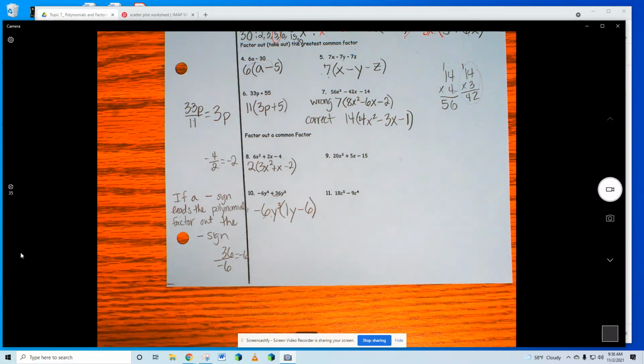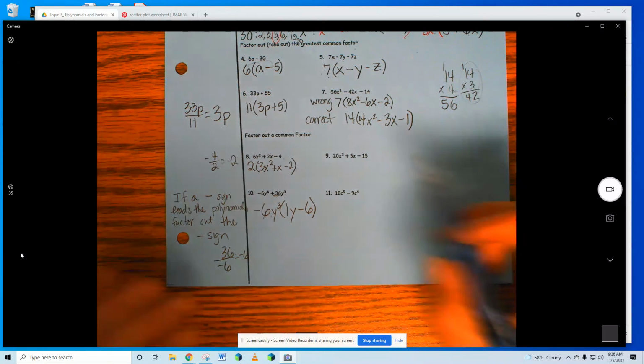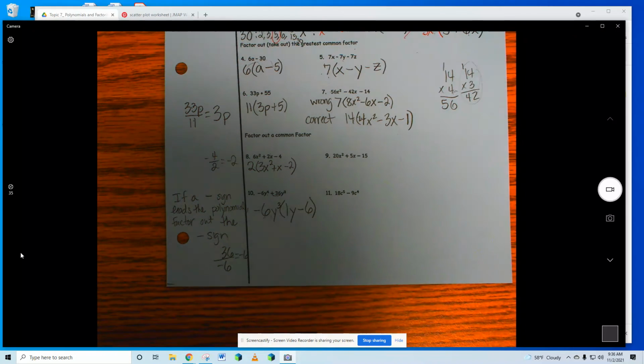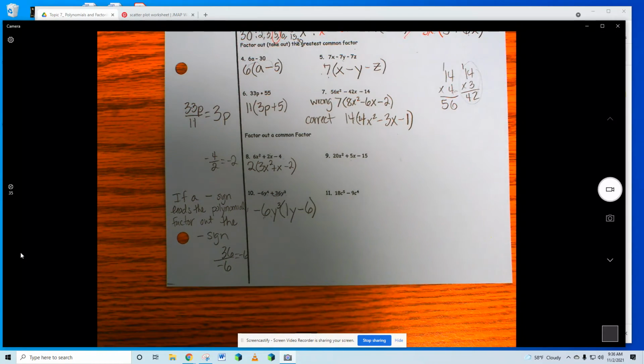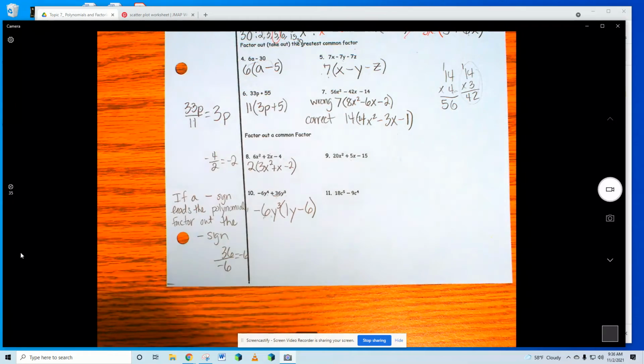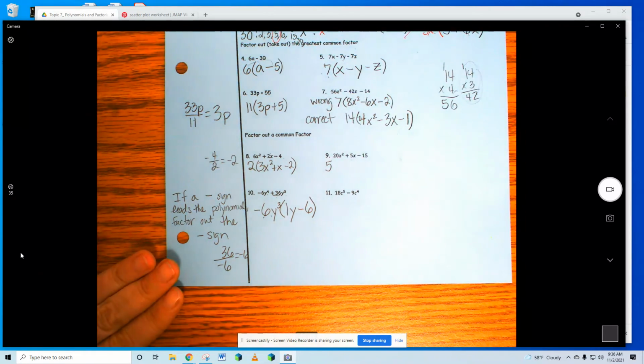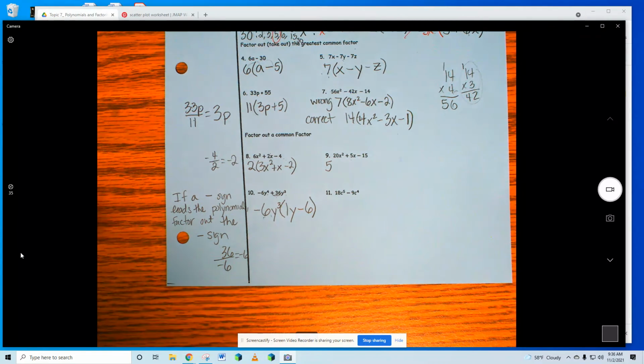Okay, number 9. A 20, a 5, and a 15. What'd you get? 5? Why can I not do the x? I cannot GCF out an x. Why? Because it's not on all of them. They all don't have an x. 15 does not.